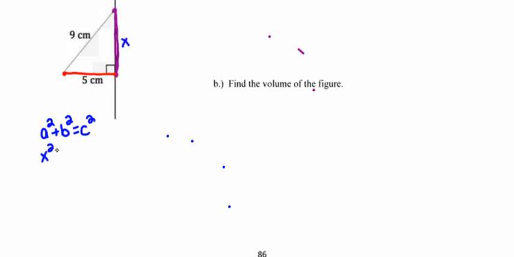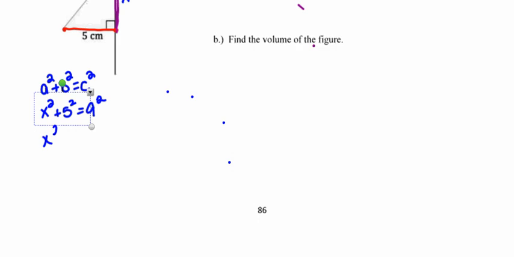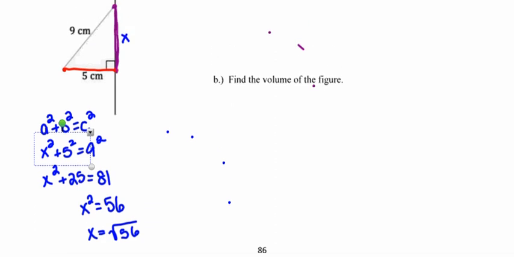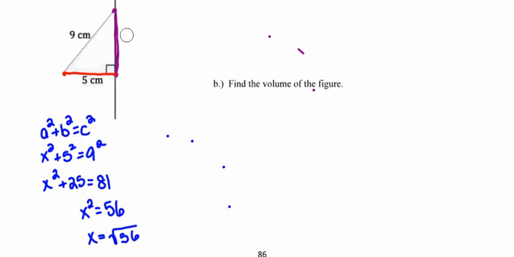So I've got x squared plus 5 squared equals 9 squared. When I subtract 25 from both sides, I find that x squared is equal to 56, making x the square root of 56. I'm going to erase x from that picture, and I'm going to replace it with square root of 56.